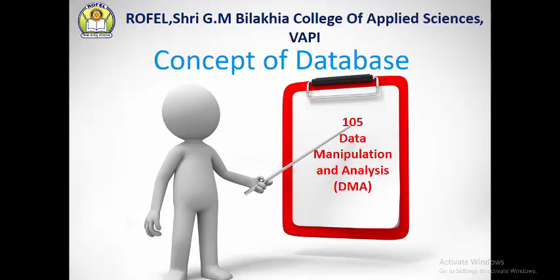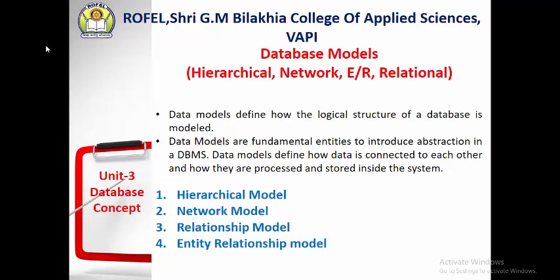Database or data model. A data model defines how the logical structure of a database is modeled. It shows the structure of the database design, and it is a collection of conceptual tools for describing the data and the relationship among that data. Data models are fundamental entities to introduce abstraction in the database management system. It defines how the data is connected to each other and how it is processed and stored inside the system.